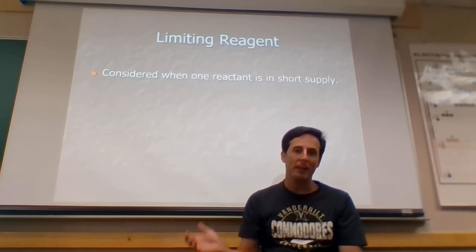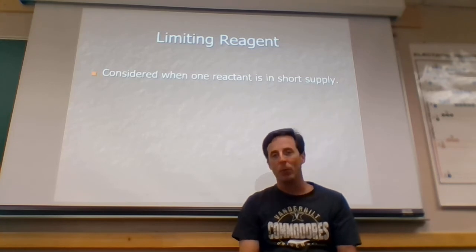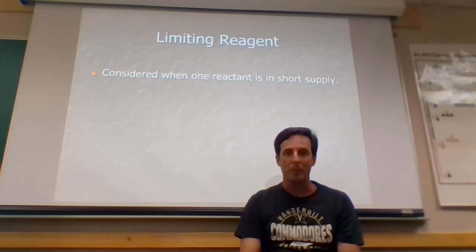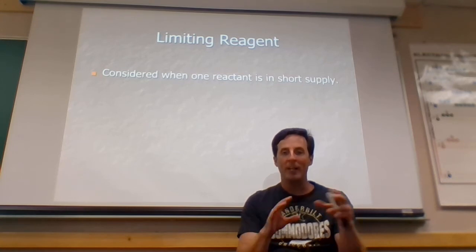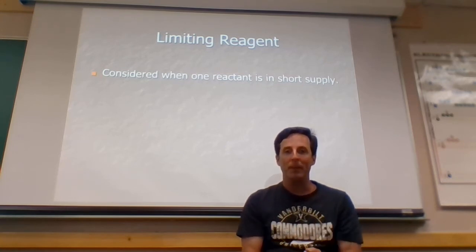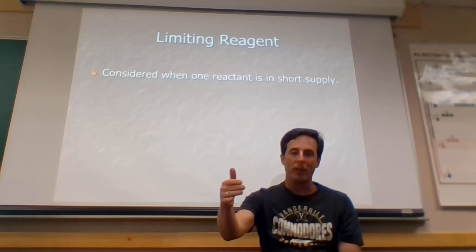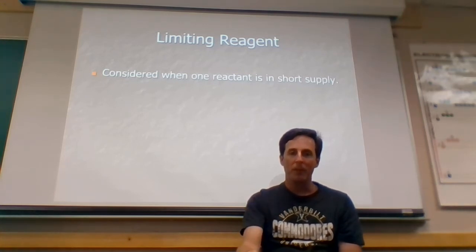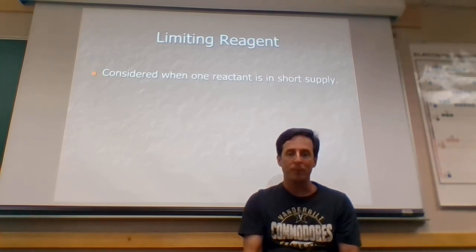Sometimes we just dump in 10 grams of one reactant and 20 grams of the other reactant, and we just kind of say, well, let's just see how much product we can make. Okay? So with any random ratio, what's going to happen is the reaction will keep going and make product until one of the reactants gets used up. When one of the reactants gets used up, the reaction can't go anymore.